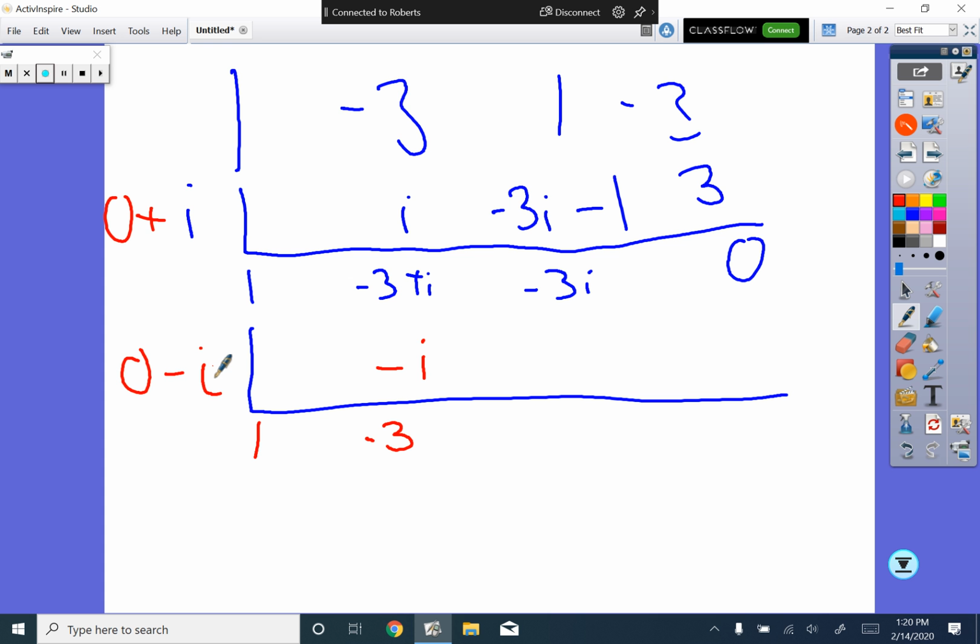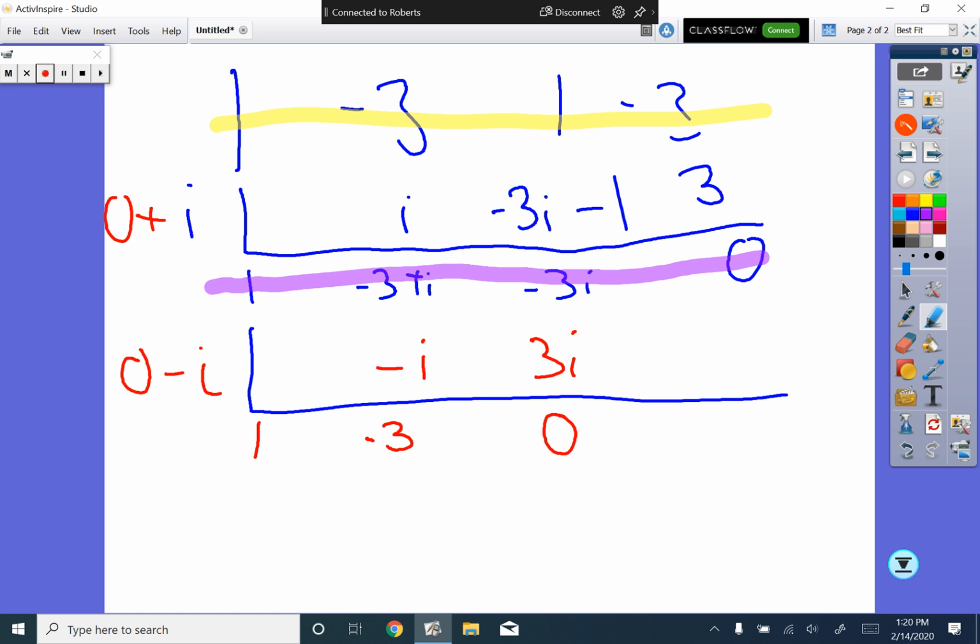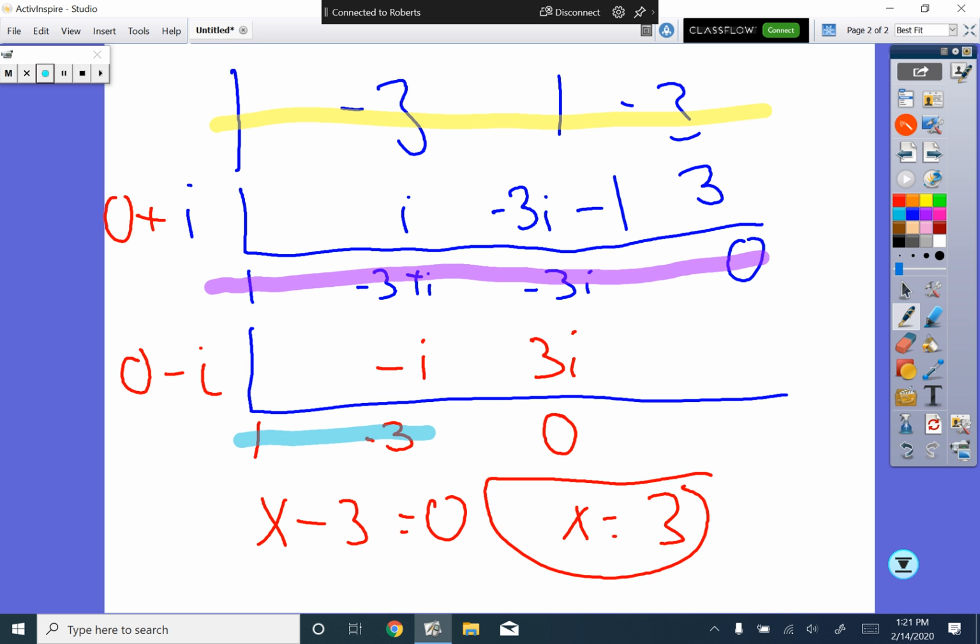-i times -3 is 3i, which gives us 0. And notice, really quickly, this layer was x cubed, agreed? This layer was x squared. So this layer is x. So what's left over? x minus 3. And what's the value that makes him 0? And notice we still have 3, -i as our zeros.